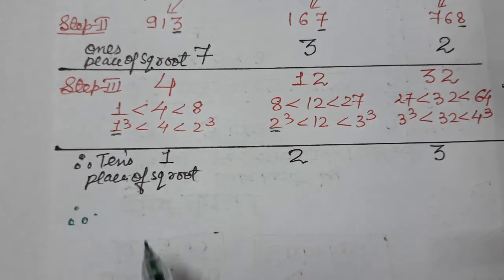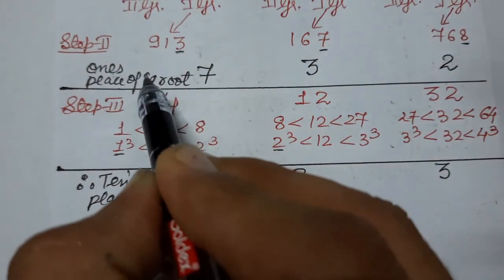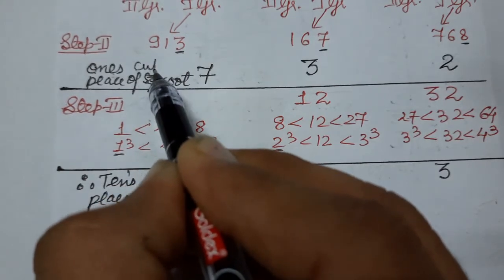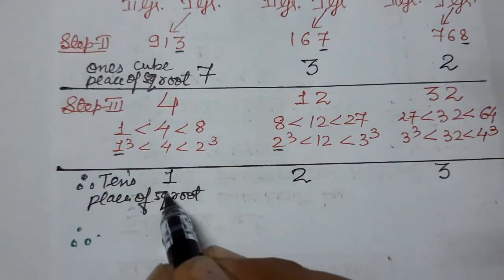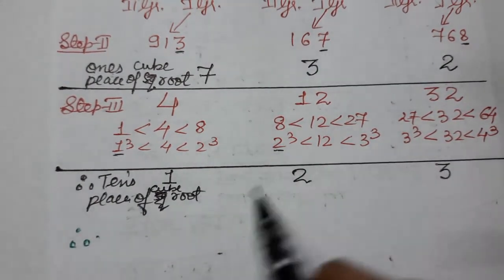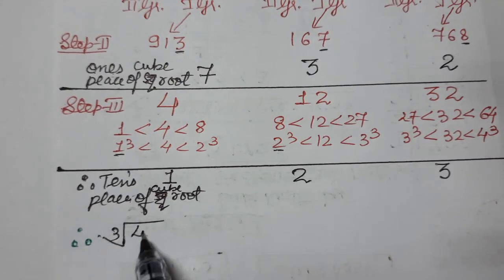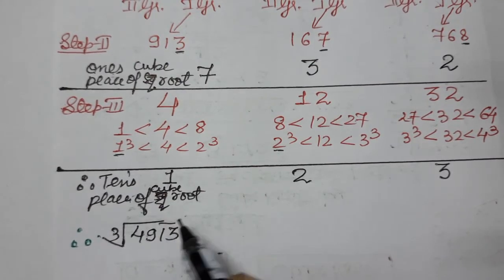But we are finding the cube root, तो मिस्टेक से square लिख दिया, तो ये cube root होना चाहिए और यहाँ भी कितना होना चाहिए? Cube root. So tens place of the cube root is 1, 2 and 3. So finally therefore write the cube root of 4913. तो हमारे पास result आ गया cube root का 4913 का.